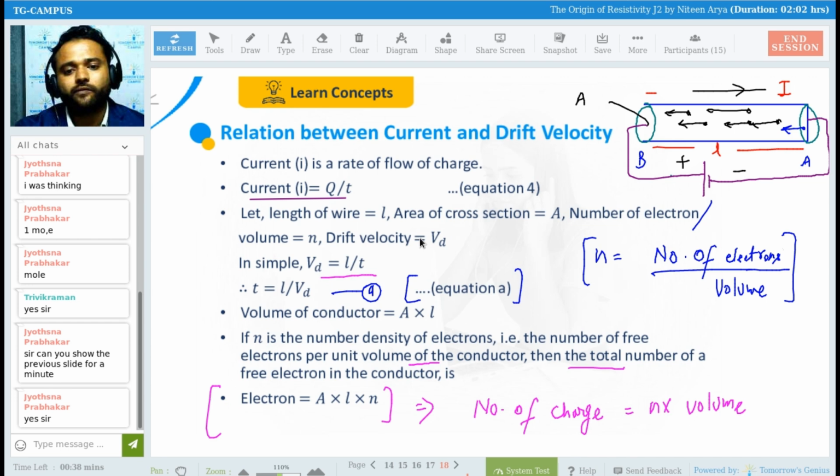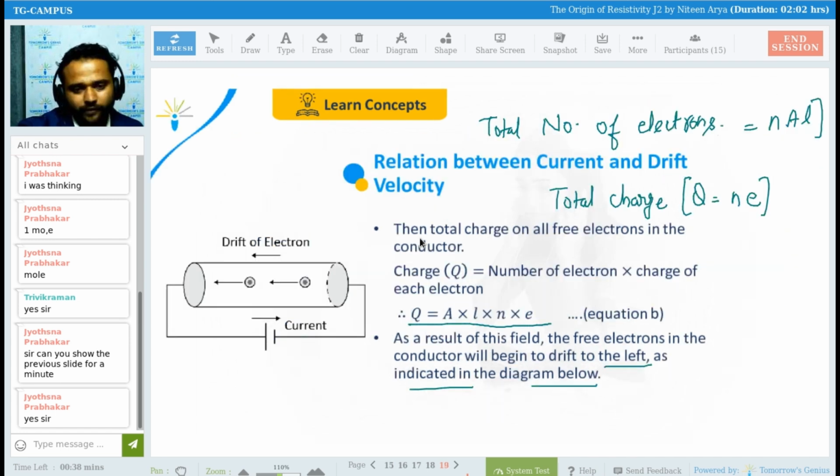Now we know the volume of a conductor, or any symmetric object, is area into length. So the total number of electrons is A into L into n, simply n into volume. Moving ahead, the total charge on all free electrons in the conductor is Q equals Ne. Using this we get equation number B.